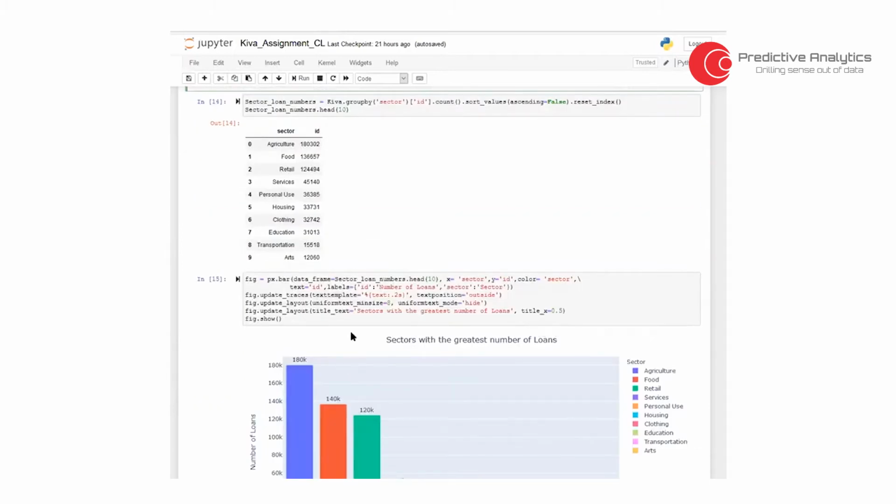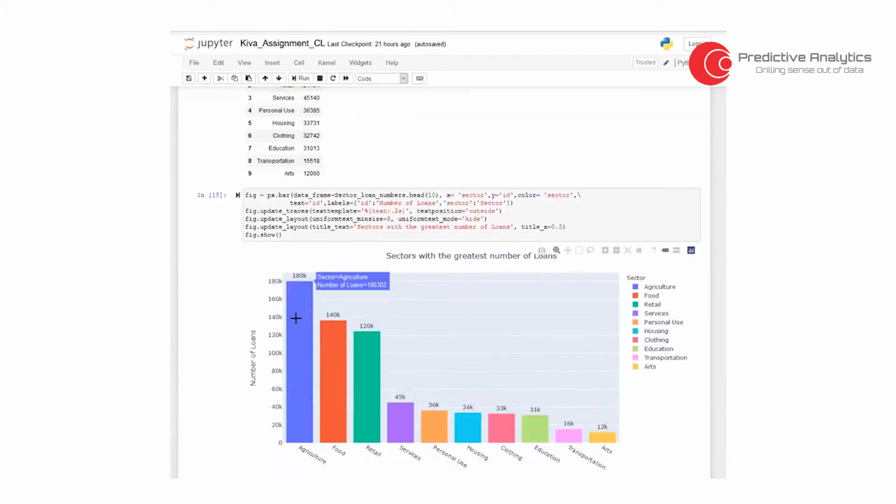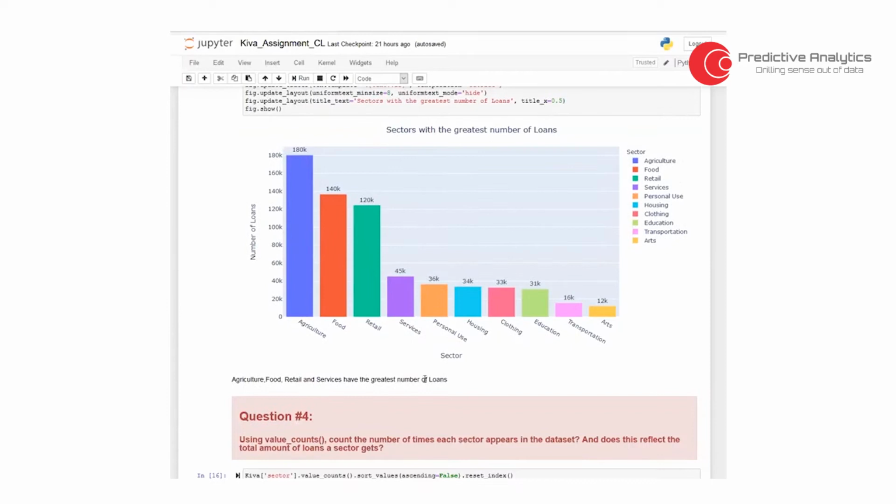And on this one again, I think I also did a Seaborn plot just to show which ones are the greatest loans. And you can see clearly from the graphs that agriculture, food, and retail are the top ones. So I also marked down here that agriculture, food, retail, and services have the greatest number of loans.